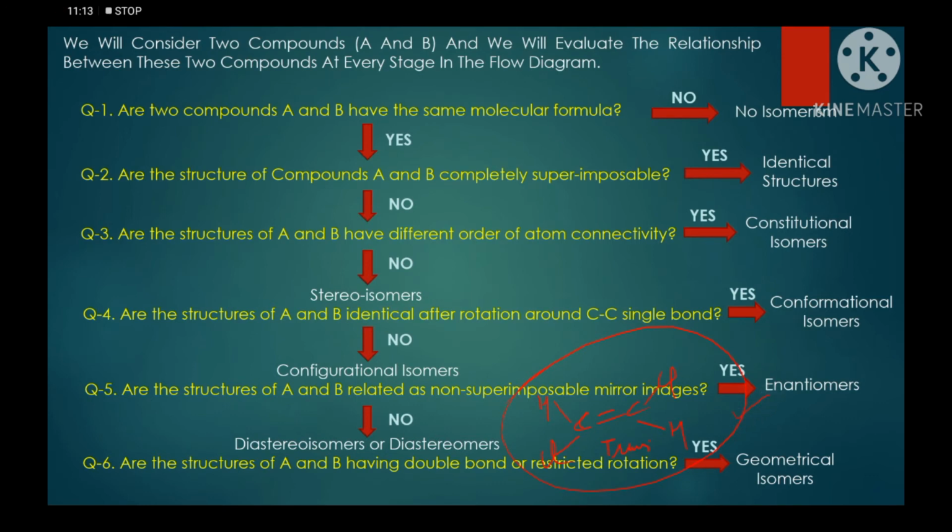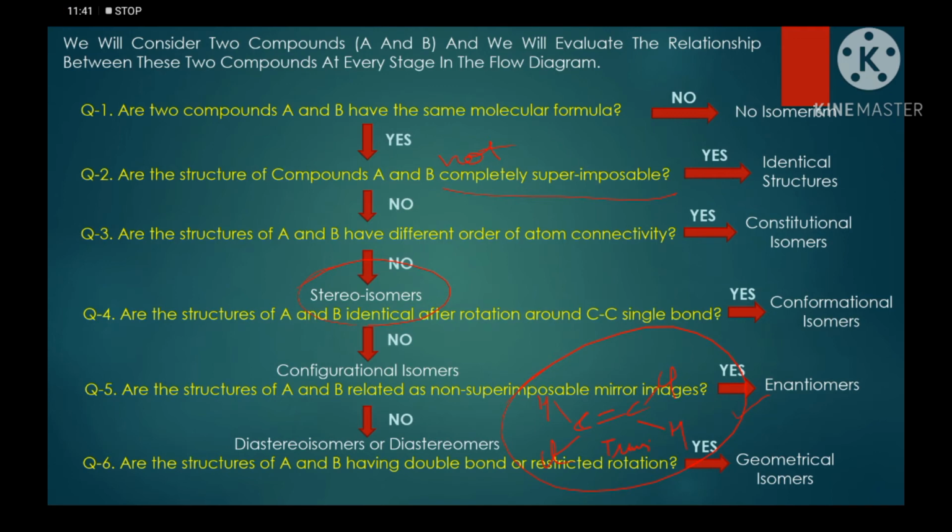Let's start from question number 1. Do cis and trans have the same molecular formula? Yes, cis and trans have the same molecular formula. Are they completely superimposable? Cis and trans are not superimposable. Then, do cis and trans have the same order of atom connectivity? Yes, they have the same order of atom connectivity. It means they are stereoisomers. So cis and trans are stereoisomers.